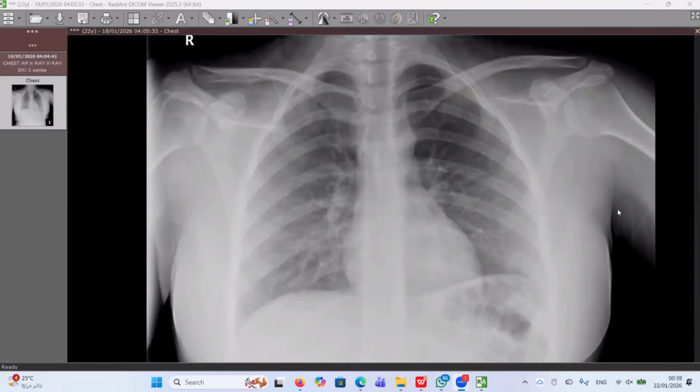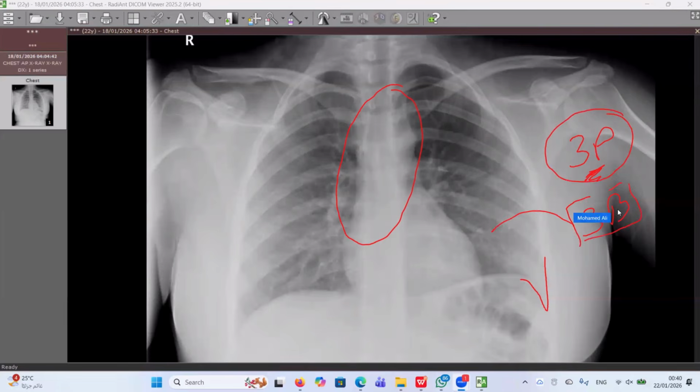Then you can end by 3B and 3B. 3B, searching for any pleural effusion, searching for pneumothorax, especially deep sulcus sign, searching for any pneumomediastinum. Those are the 3B.